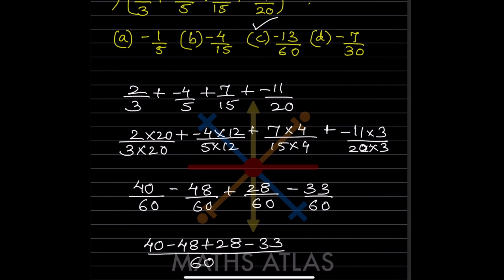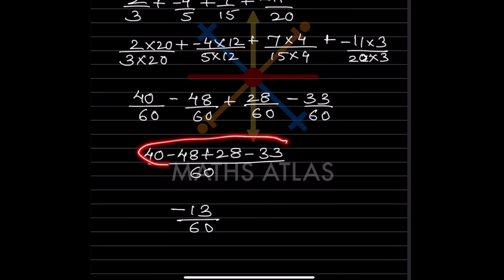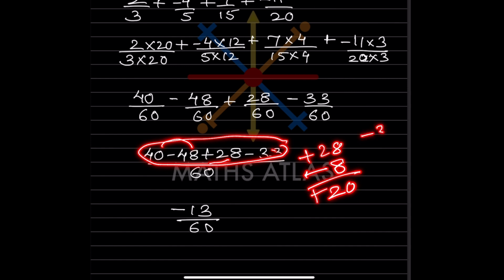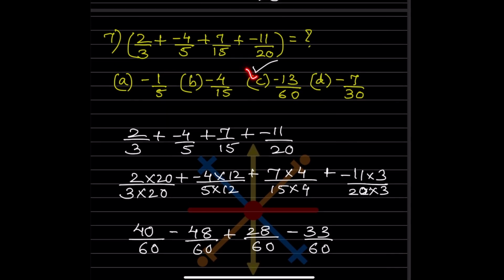So now you know the denominators, you have to make them equal to 60. So here will be 20, you are going to multiply here by 12, here by 4. 15 4s are 60 and 20 3s are 60. So whatever the changes in the denominator, the same changes in the numerator. So now here, you can go step by step. 40 minus 48, that is going to be minus 8. Minus 8 plus 28, that is going to be 20. 20 minus 33, because why did I write that? Bigger number at the top. So that will be minus 13. So minus 13 by 60. So this is the option.